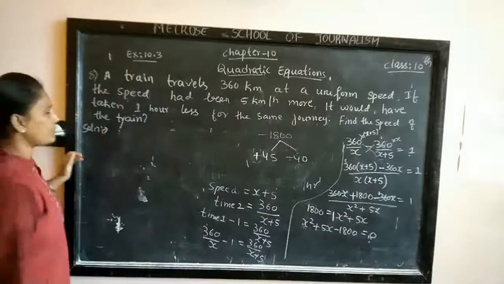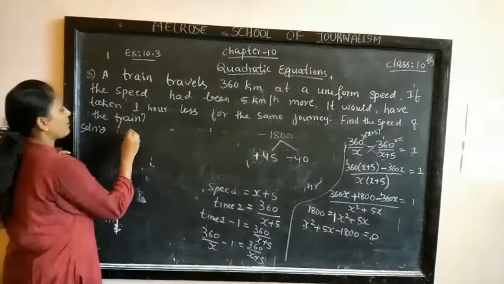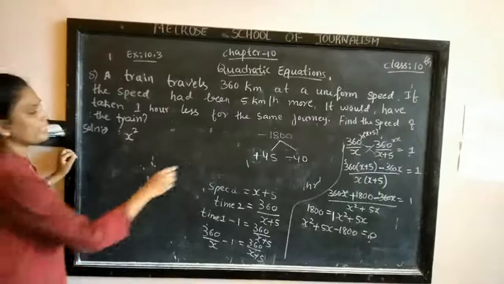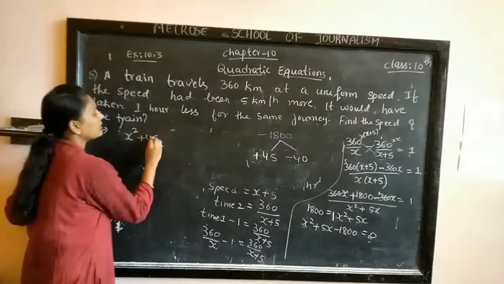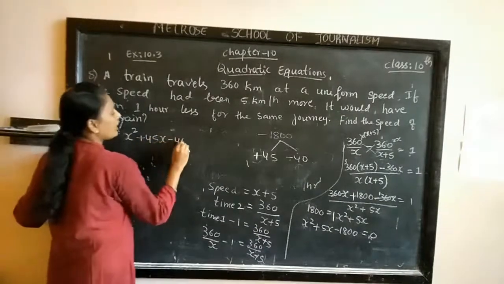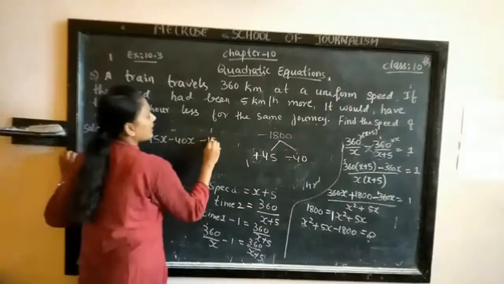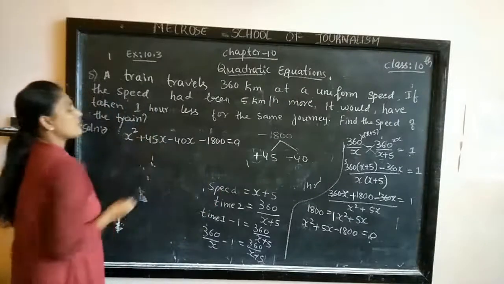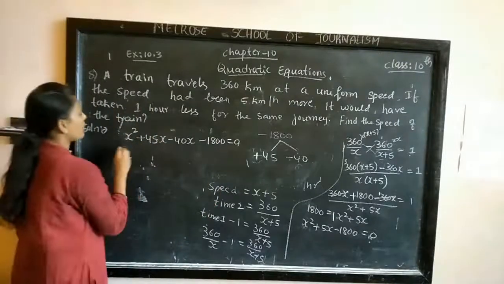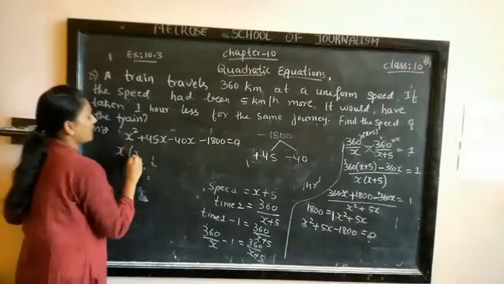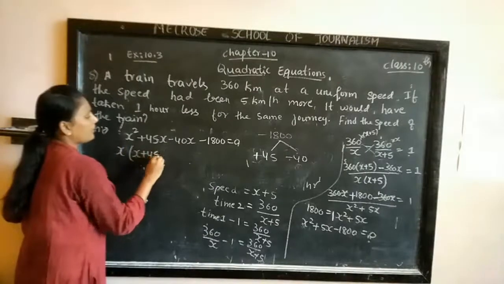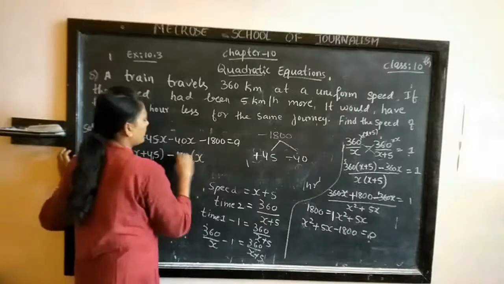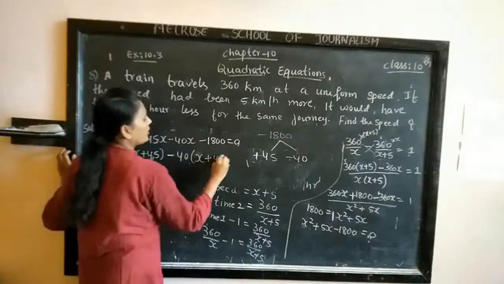Clear? Now split it. First I am writing x square and plus 5x as it is. I should split it as plus 45x minus 40x minus 1800 is equal to 0. Now among this what is common? x. If I take x common, x plus 45. If I take minus 40 common, it will be x plus 45 is equal to 0.